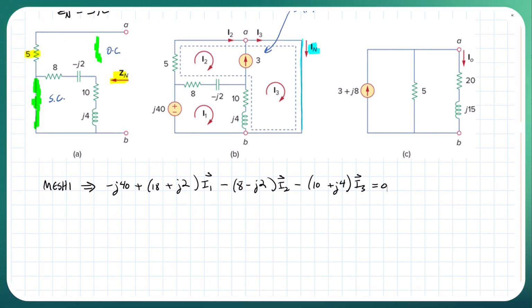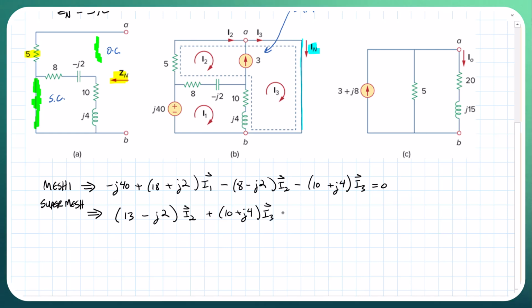Now for the super mesh, we can write this out. We have 13 minus J2 times I2, plus 10 plus J4 times I3, again combining them, minus 18 plus J2 times I1, all equal to 0.